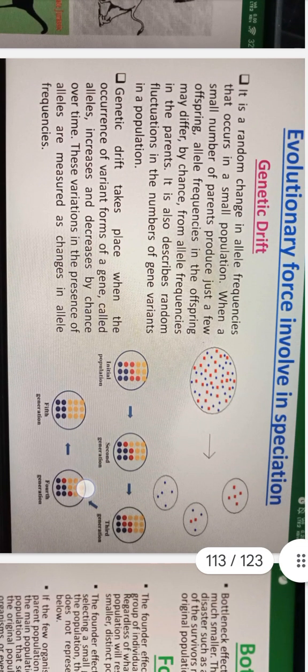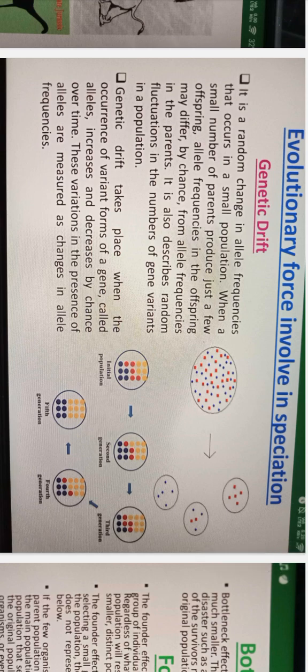Evolutionary force involved in speciation, genetic drift. Genetic drift is a random change in allele frequencies that occurs in a small population. When a small number of parents produce just a few offspring, allele frequencies in the offspring may differ by chance from allele frequencies in the parents. It also describes random fluctuations in the number of gene variations in a population.